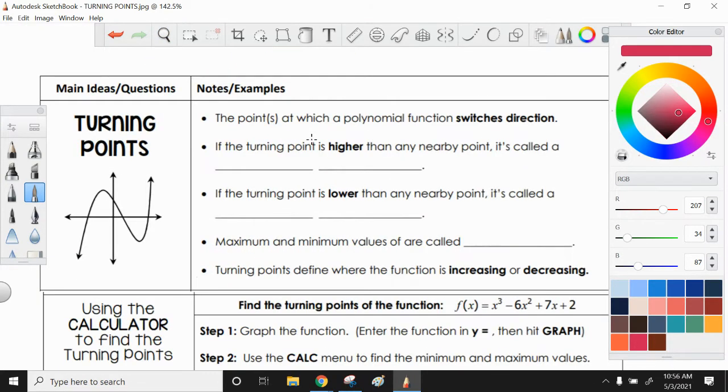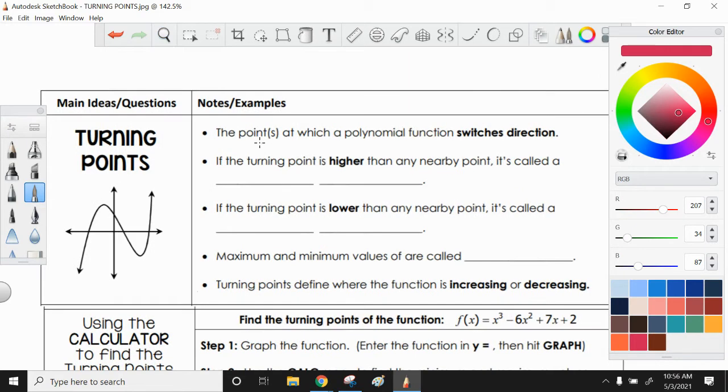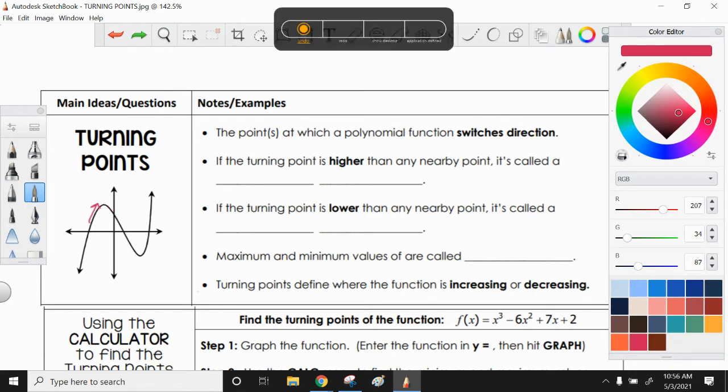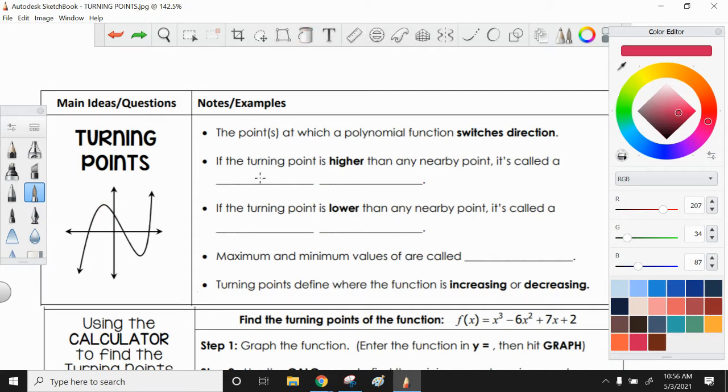Keeping that in mind, turning points. The points at which a polynomial function switches direction. In other words, it's going up and then it's going down. That means we have a turning point right here. Now, if the turning point is higher than any point nearby, it's called a relative maximum.